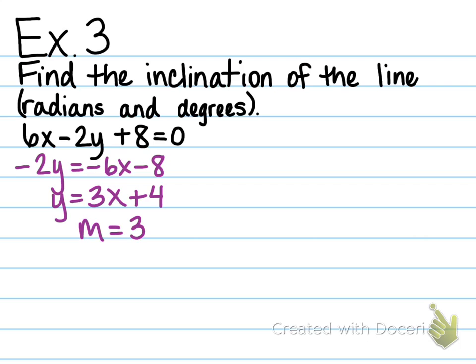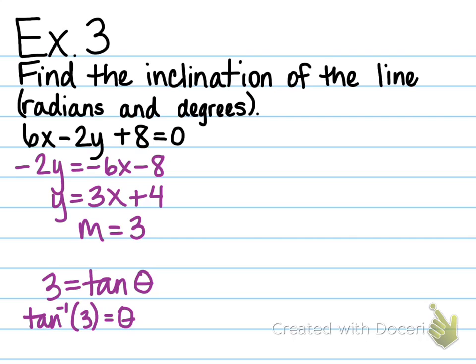Now I can plug into the formula m equals tangent theta, so 3 equals tangent theta. And I'll take the inverse tangent again to get theta by itself. Then I need my two answers, a radian and a degree. So I get that theta will equal 71.57 degrees and 1.25 radians.